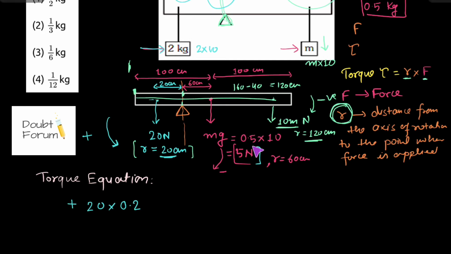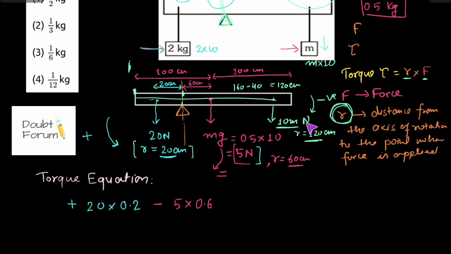The second torque would be due to this 5 Newton force. And the formula for torque is force, that is 5 Newton, into R. R here is 60 centimeter. So this 60 centimeter would be 0.6 meter. The sign of this torque would be negative because it is in the clockwise direction. So this would be a minus sign.